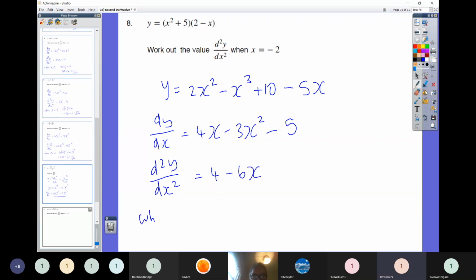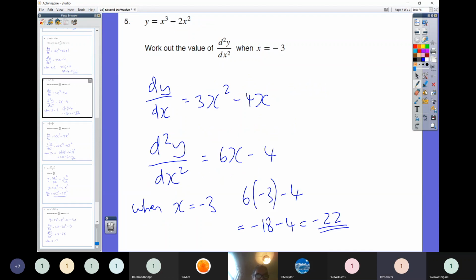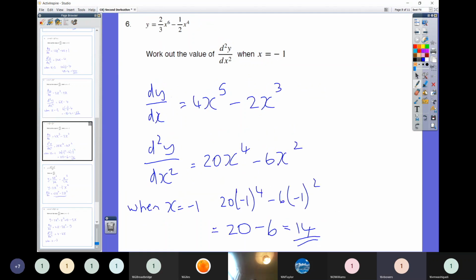Mr. Withers? Yeah. For question 6, once you've got the 20x to the power of 4 minus 6x squared, what do you do from there? Well, you substitute in x being -1. Oh, okay. So you just do that. Okay. Yeah. I've just popped it on the board for a sec.